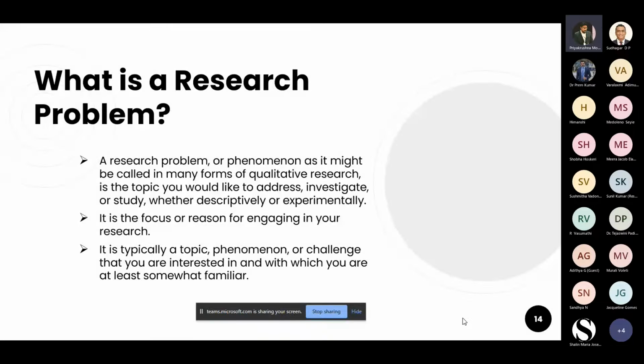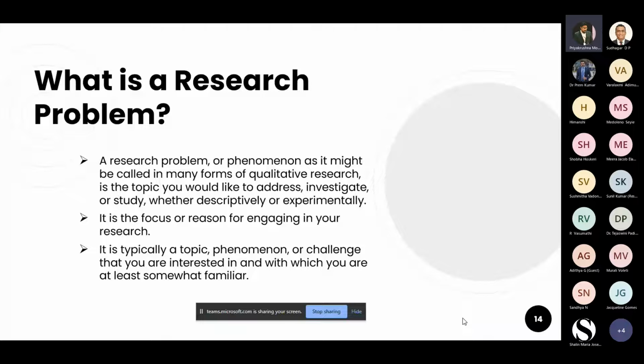Normally speaking, a research problem is a phenomenon. In qualitative research, you do not call it a research problem; rather, you call it a phenomenon. Because yesterday we discussed that your ontological standpoint is that reality can be interpreted, or reality can be negotiated. So if you are doing qualitative research, it is not called a research problem but a phenomenon. However, in the quantitative research doctrine, we call it a research problem.